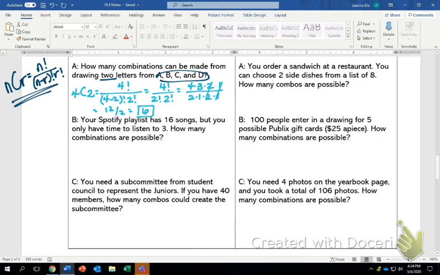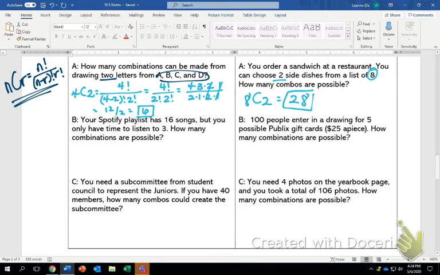Next to that, it says you order a sandwich at a restaurant. You can choose 2 side dishes from a list of 8, and how many combos are possible? Again, it doesn't matter if you get mac and cheese and green beans, or green beans and then mac and cheese. It doesn't really matter which order you order your side dishes in, okay? So order does not matter. It's just food. So we would say our total is 8, and our r is going to be 2. So we plug it into the formula or plug it into our calculator and get 28 options.